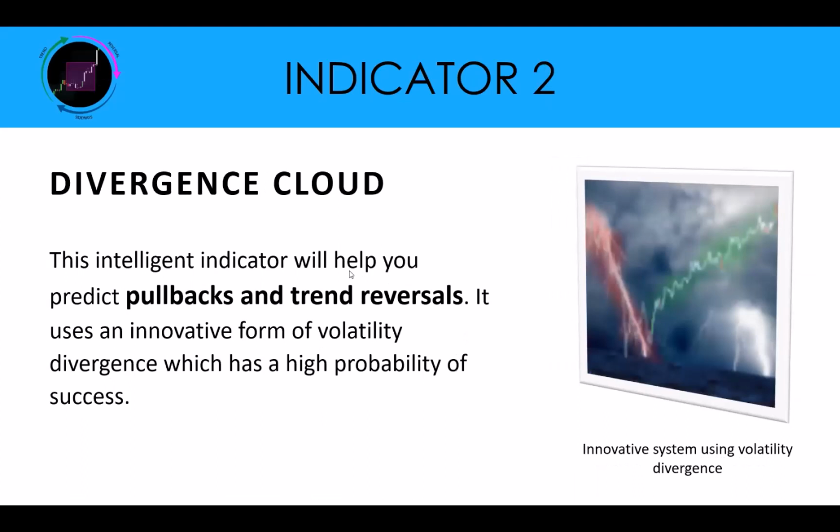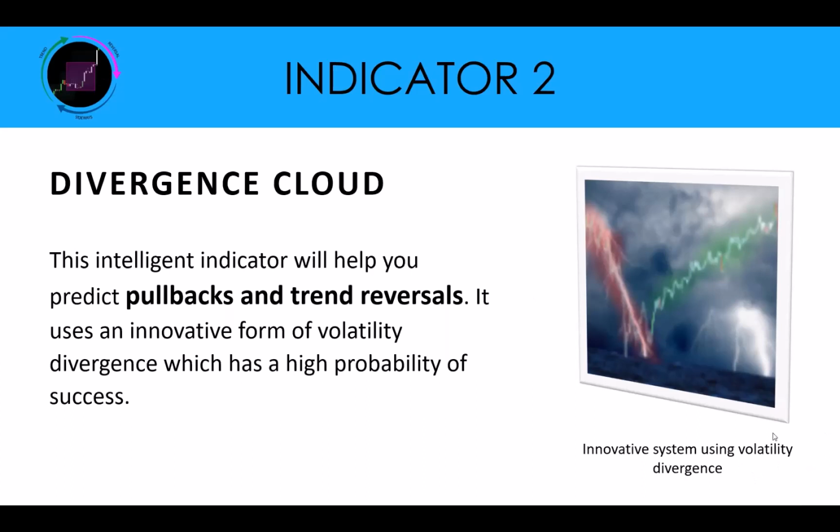And as the name suggests, it's based on divergence. And you perhaps know divergence is defined as a discrepancy between price movement and an underlying indicator. And we have found in our lab, in our research department, that there's a very special form of divergence, which is often overlooked, which we call volatility divergence. You can see it down here.